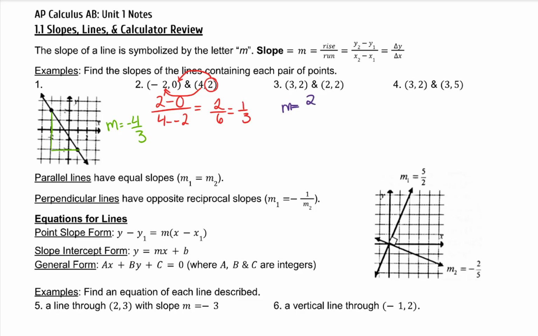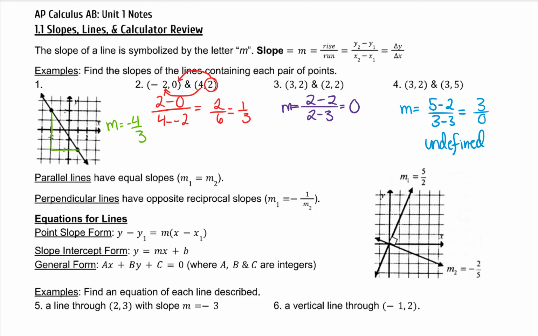Our next slope would be 2 minus 2 over 2 minus 3. That is 0 over negative 1, which is just 0. 5 minus 2 over 3 minus 3. This one has 0 in the denominator, and if 0 is in your denominator, your slope is undefined.